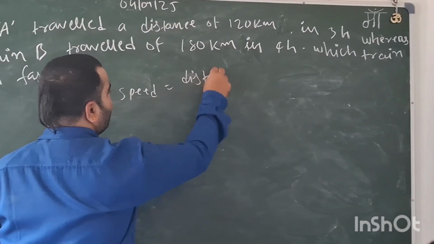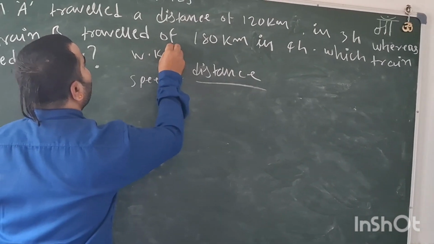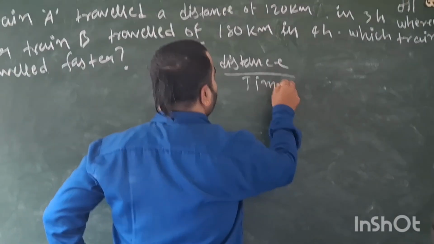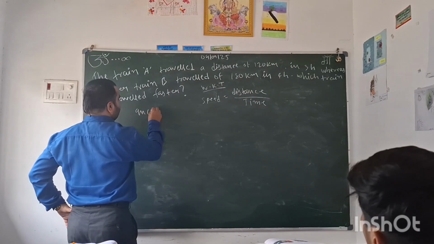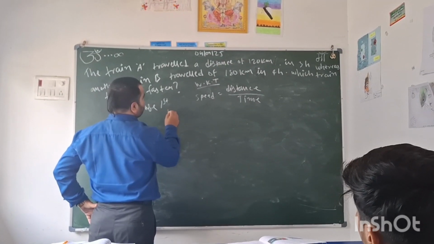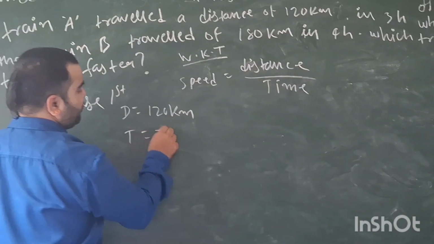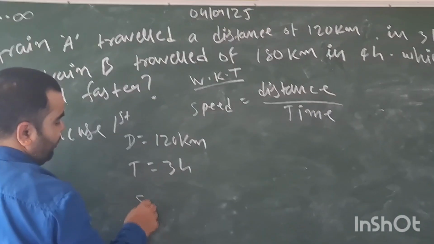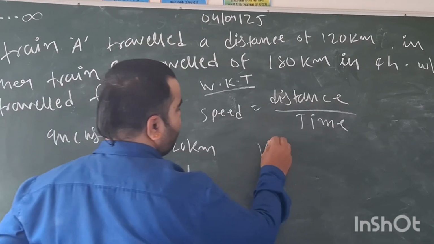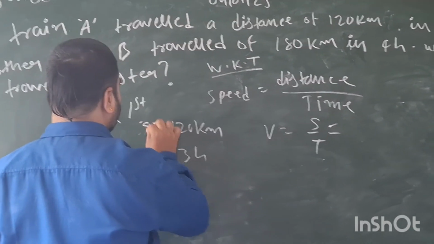distance by time, right? So in case first, distance is given, D is equal to 120 km and time is 3 hours. So can we easily find out S, you can write V. So V is equal to S by T. So D by T you can write.